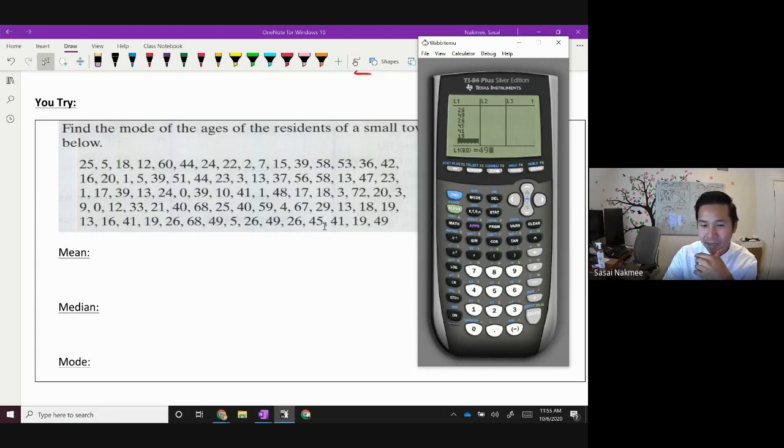Where do we get that calculator? Michael, send me an email. I'll send you a link. If you're on your Chromebook, it has to be the school issued Chromebook, and you click on this link and you install the app for the TI calculator.